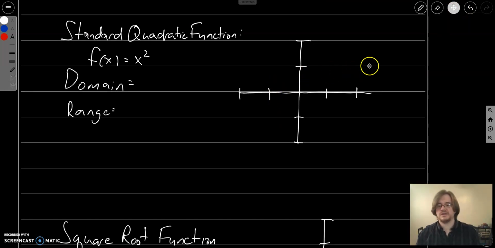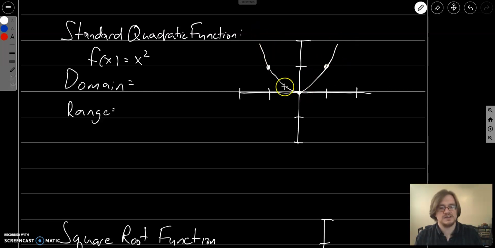A few left to look at. So we've got the standard quadratic function. So this is f of x is equal to x squared. 1 squared is 1, 0 squared is 0, negative 1 squared is 1, and this guy looks a lot like the absolute value, except that it's nice and smooth. We don't have that V shape, we have more of a U shape here.